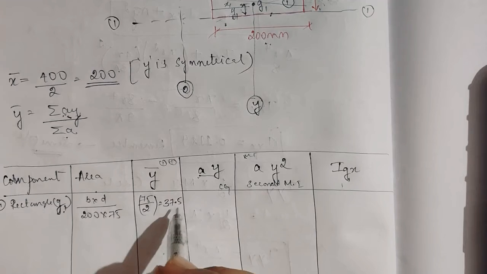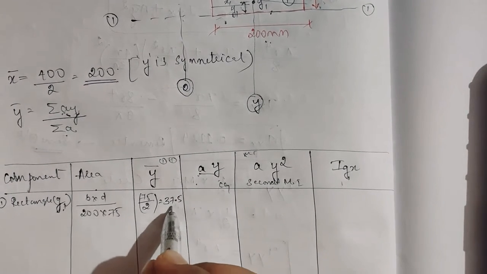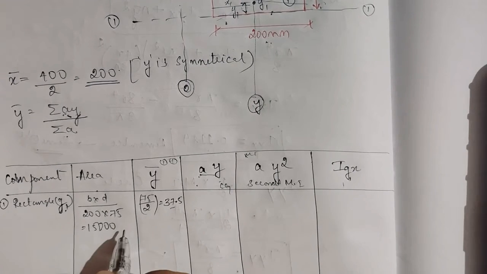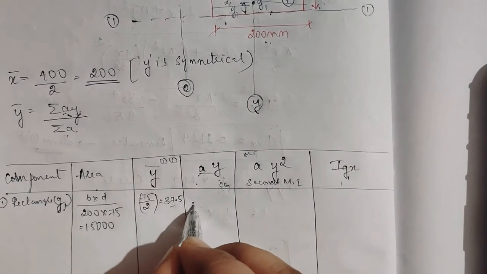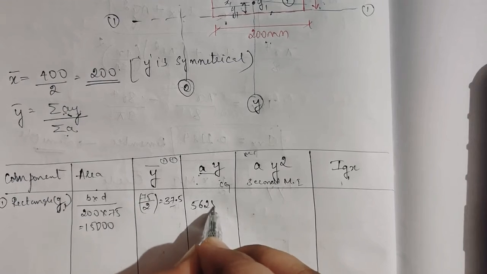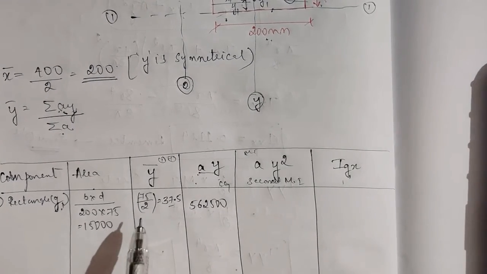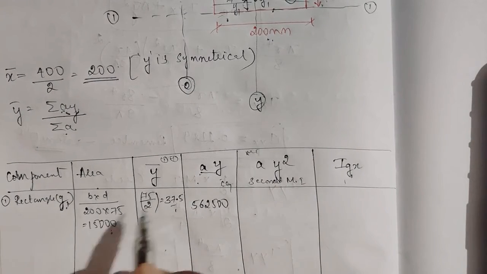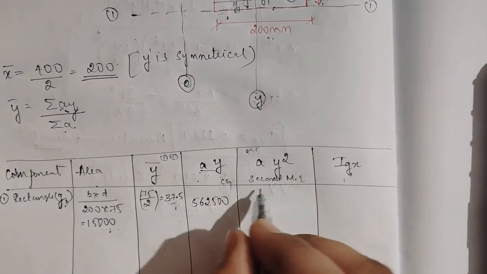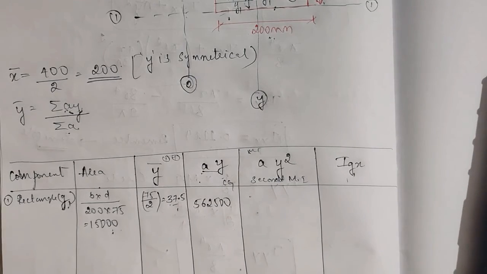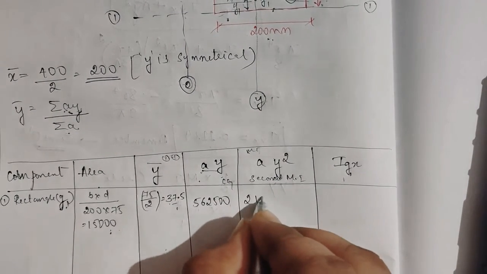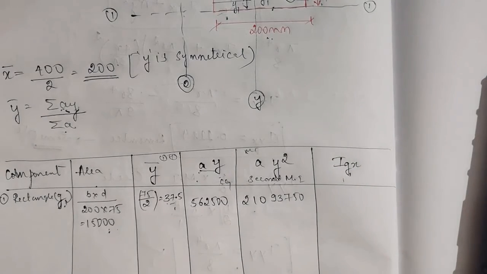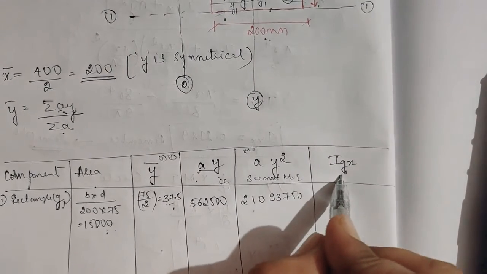Okay, so now area into y, first moment of area, 37.5 into, so it is 15,000. So what will be, 562500. So this area into y square, 15,000 into that 75, we have to do. So it will be around 210,93750. So we also know the centroidal axis.